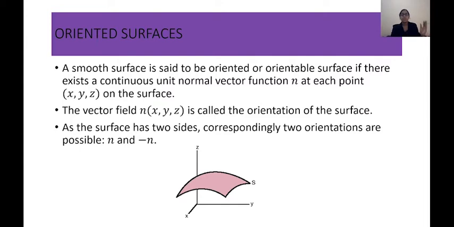So we say that a surface is oriented if we can find a continuous unit normal at each point on the surface, and the set of all those normals, that is, the vector field of those normals, will be called the orientation of the given surface. As you can see in the figure, this particular surface S has one portion up and the other below. As the surface has two sides, we can have two types of orientation. If one is n, the other would be minus n. So the orientation is the vector field of all unit normals drawn on that particular surface.